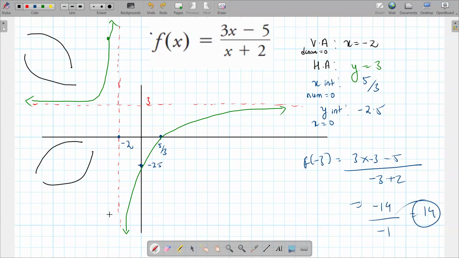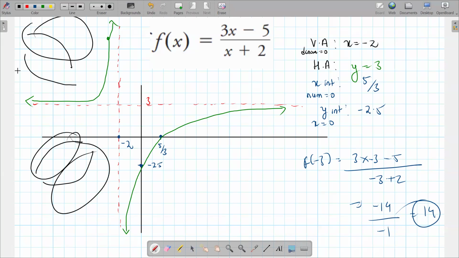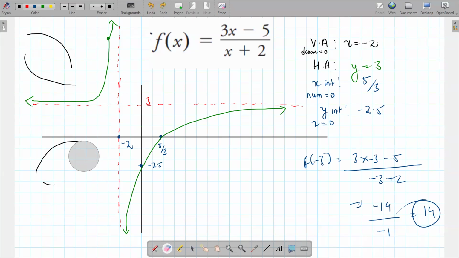And two of them are just like reflections. Like this one is just a reflection of this. This one's just a reflection of that. So basically there's two shapes and you can always pinpoint which one it is. And there you go. That's what the curve should look like. And that's your rational function. Did that make sense?